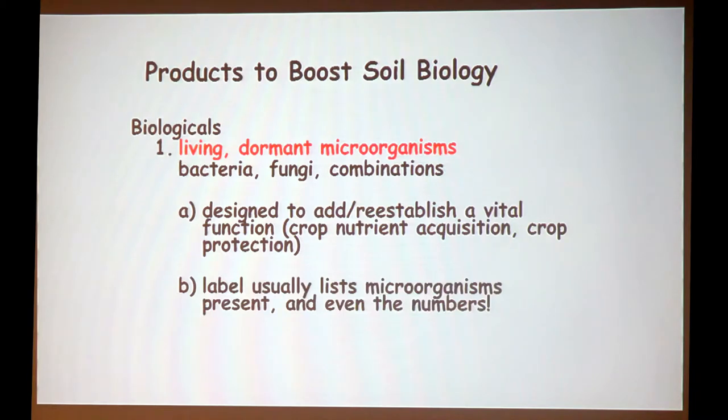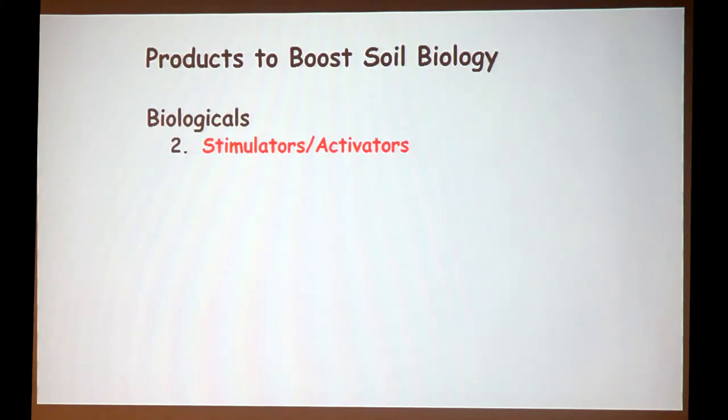The label usually lists the microorganisms that are present in the bottle, and even the populations. I'm always tickled by the numbers they write on there. 10 million of these microbes in a gram of soil, when you normally have 100 million microbes already there. So it's always kind of curious to me that they include the numbers, but I guess it works. I don't know, to sell it. Okay, biologicals. Those were actual organisms.